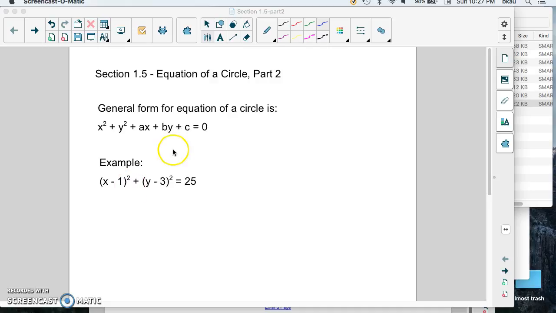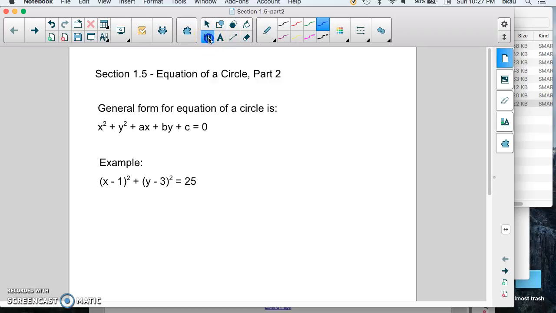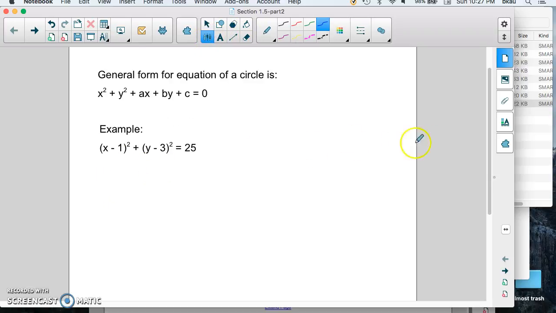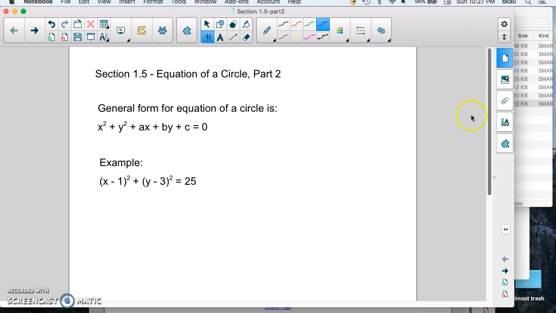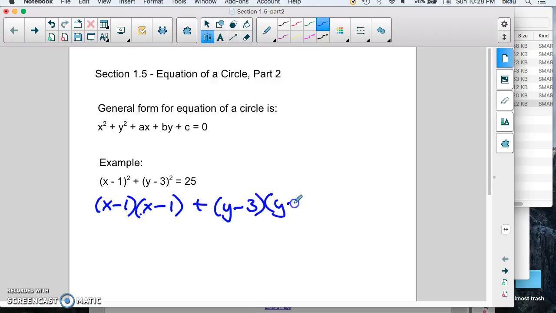And in this video we're going to do a couple examples. The first one is going to be going over how to change a standard form to a general form. So what we're going to do here is just expand this. We're going to write this out, x minus 1 times x minus 1, because that's what squaring does. And the second part will be y minus 3 times y minus 3 equals 25. So that's expanding out my standard form.